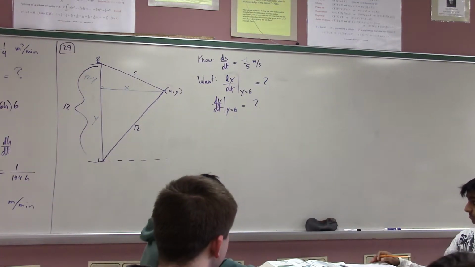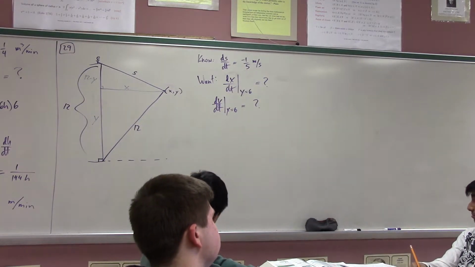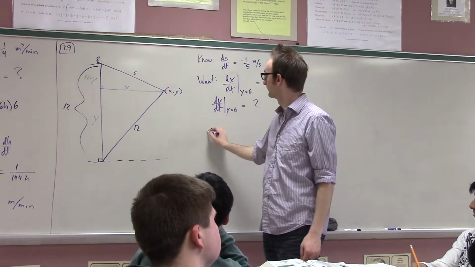Now I have to seek relationships between the variables. Well, what is one relationship between the variables? x squared plus y squared equals 144.